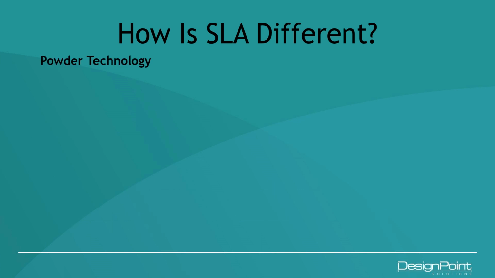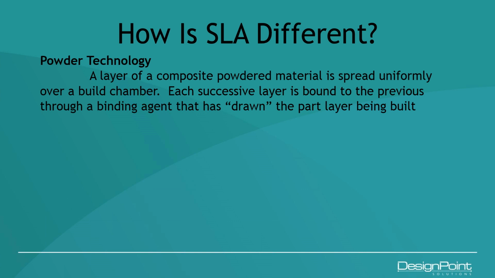The next technology that's out there is a powder technology, and here a layer of composite powder material is spread uniformly over an entire build chamber. Each successive layer is bound to the previous layer through a binding agent that basically draws the part being built. So you have this layer of powder and it comes out with a binder. The binder is only put down where you specifically want it, and then the second layer comes down and adheres to the layer below, and this process is repeated over and over again until you've fully built your part.